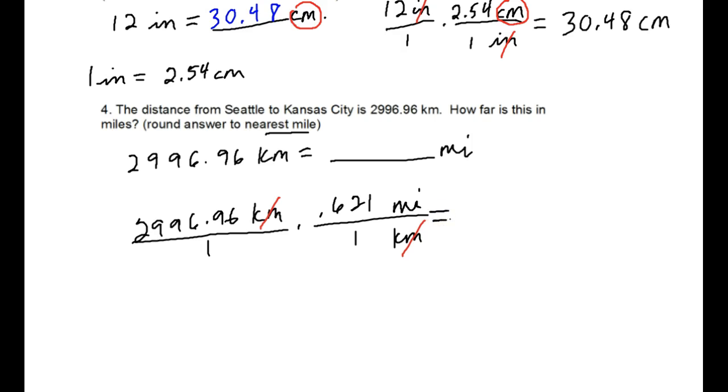I'm going to multiply 2996.96 times 0.621, and I get 1,861, and we want it to go to the nearest mile. So that 0.11 means that it's going to be just 1861. There isn't enough to make it 1862. So about 1,861 miles.